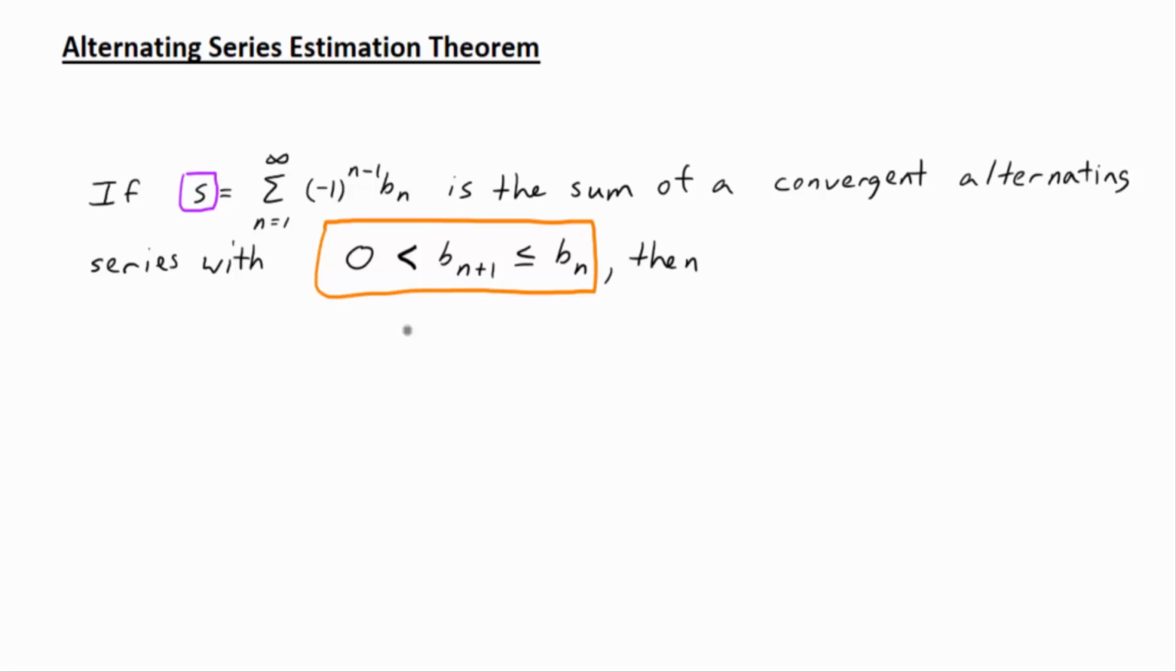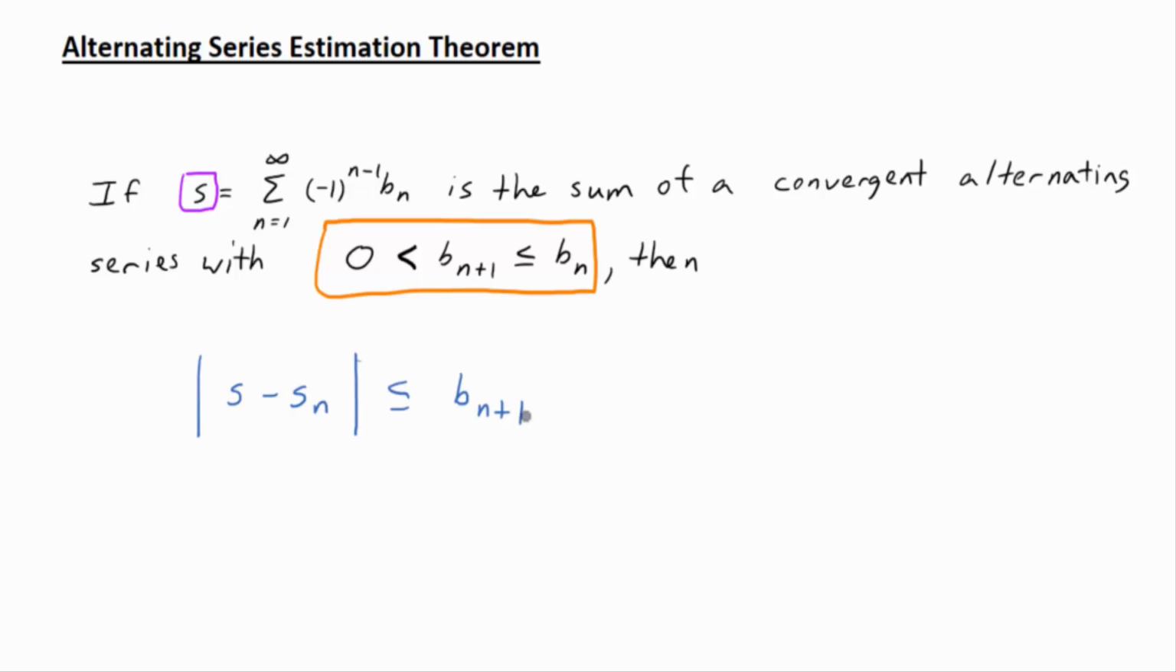So here's the conclusion. You can say that the absolute value of S minus the nth partial sum, S minus Sn, the distance between S and Sn, the difference between them absolute value-wise, is actually going to be less than or equal to bn plus 1. And before I even attempt to show you why this is true, you have to understand what it's saying.